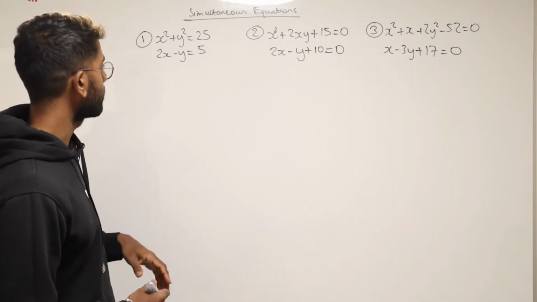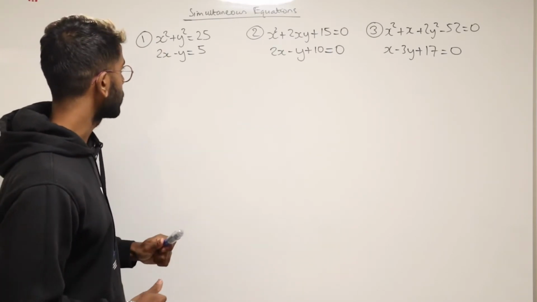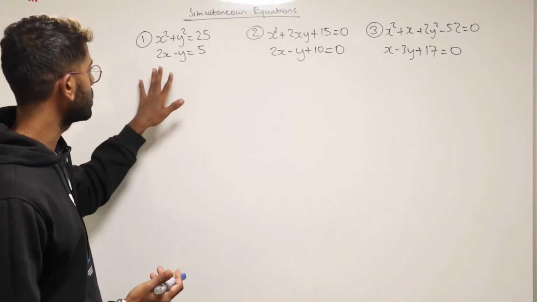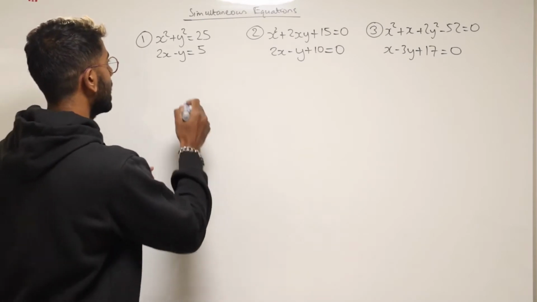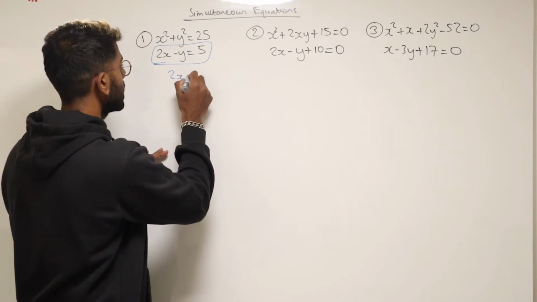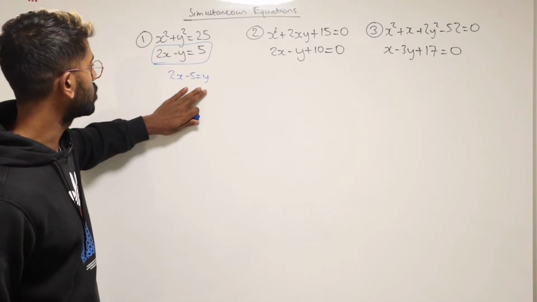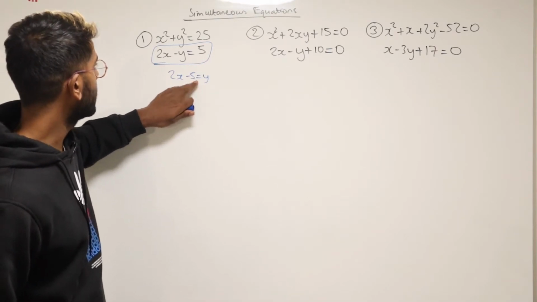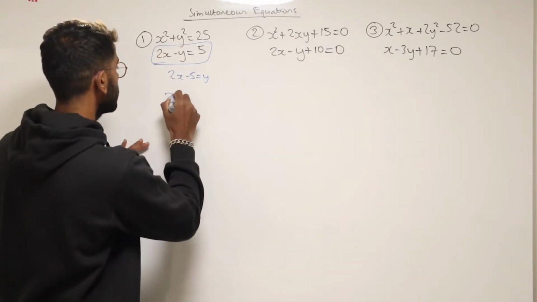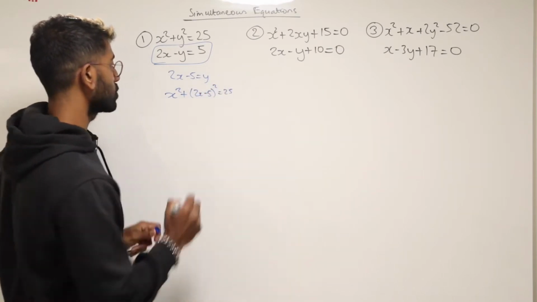Now, the first one then. We've got x squared plus y squared is 25, and then 2x minus y equals 5. To substitute, I'm going to rearrange the second equation and get it into the form y equals. So I can say 2x minus 5 equals y. Now I can substitute 2x minus 5 into the first equation, because I see a y there. So I'll have x squared plus (2x minus 5) squared equals 25.